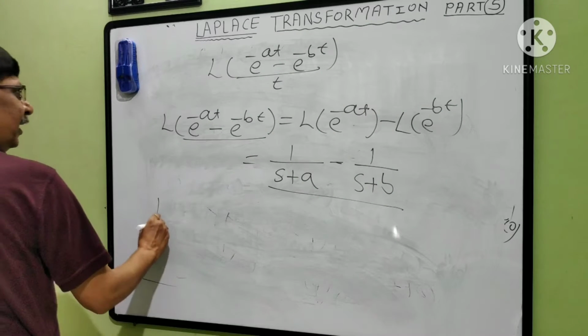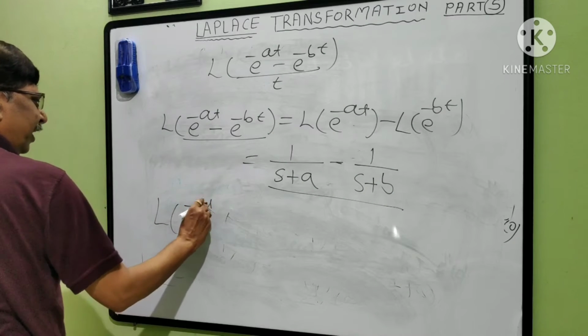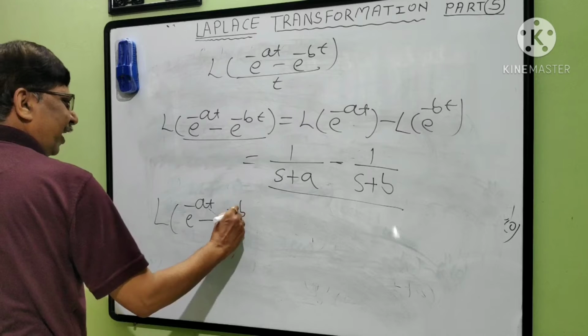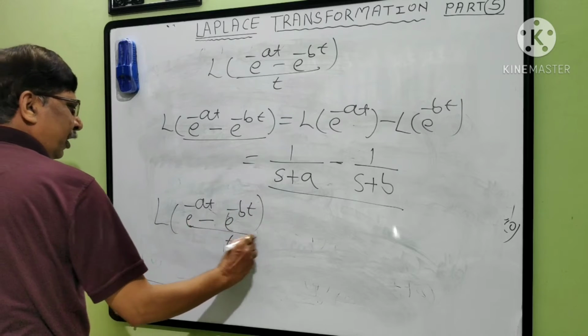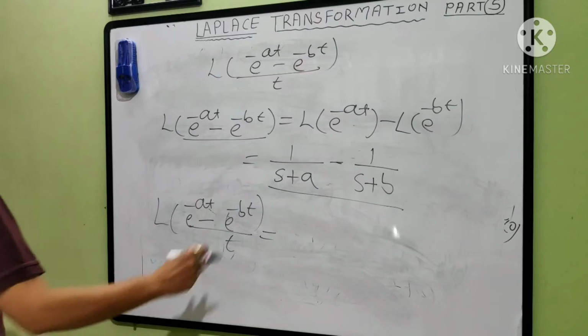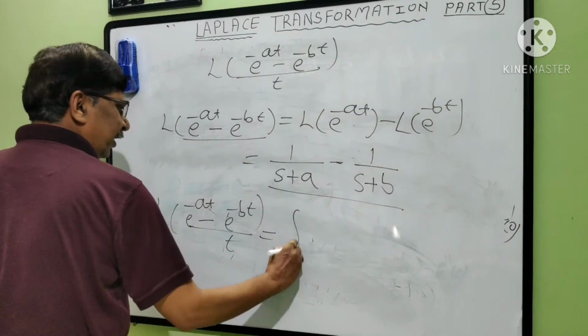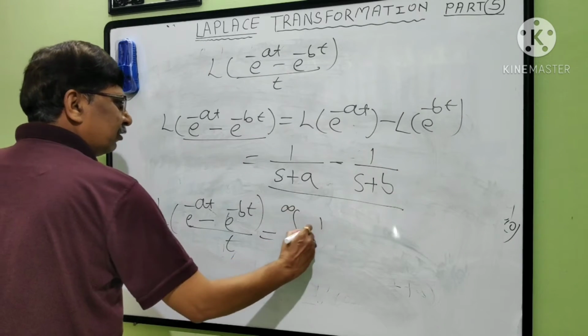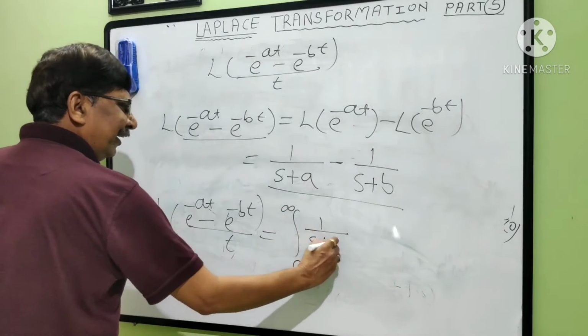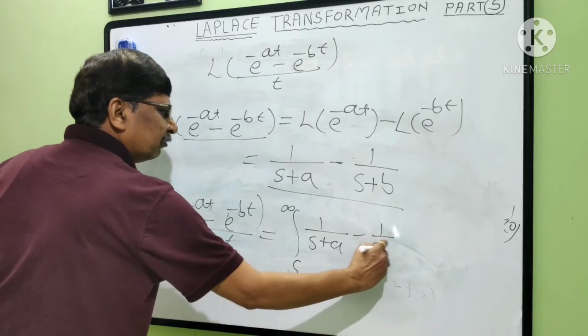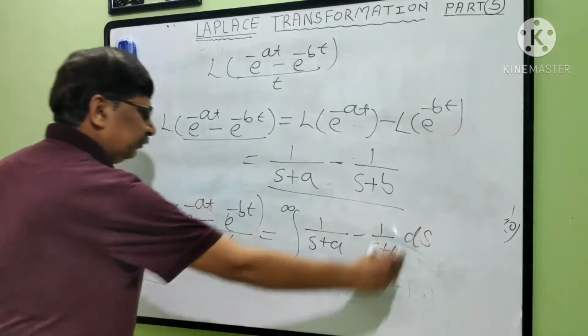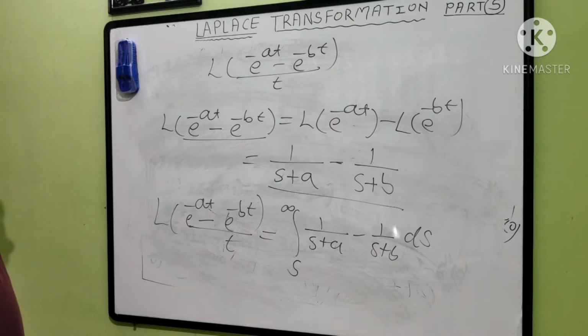Now you want to find the Laplace transformation of e raised to minus at minus e raised to minus bt upon t. Upon t means you have to find the integration of this, with limits from s to infinity: 1 upon s plus a minus 1 upon s plus b, ds. Any doubt? Okay.